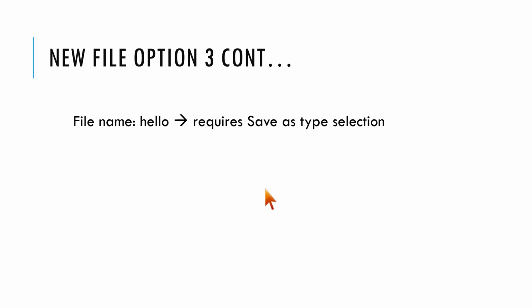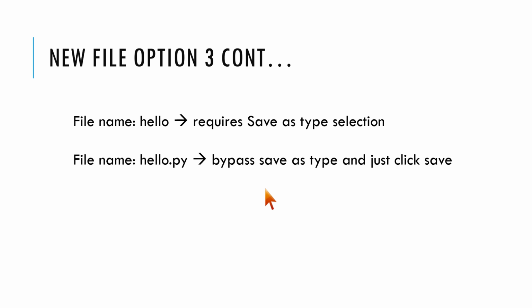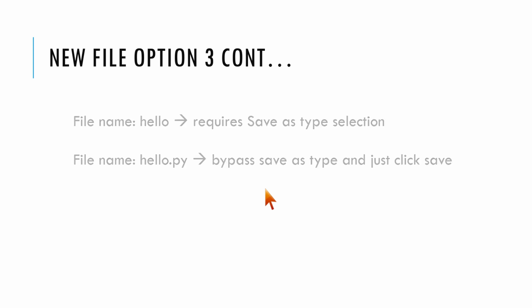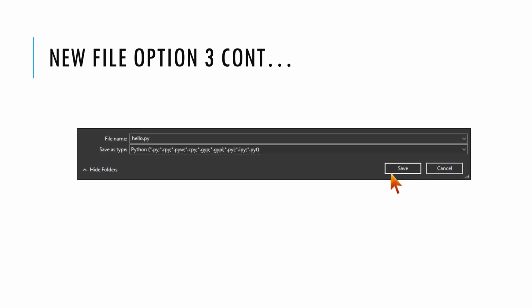Note, if you give a file a name with no extension, such as hello, then you need to make sure that you select the correct type in the Save As Type dropdown. If you name the file with the proper extension, such as HELLO.PY, then you do not need to set the Save As Type. It will automatically be done for you when you save the file. Once you are done making the adjustments, click Save.